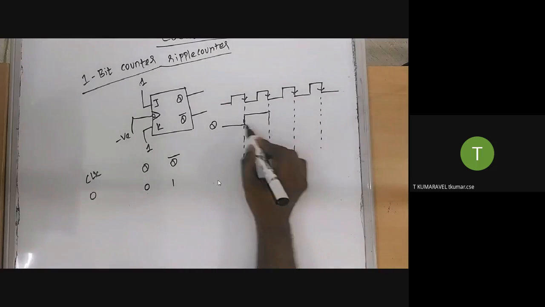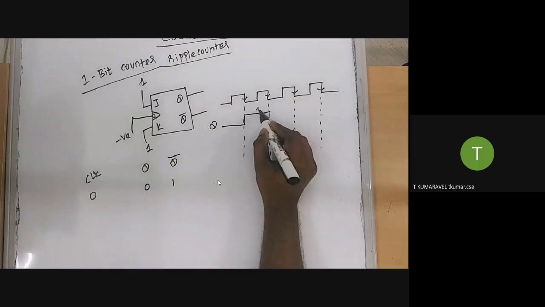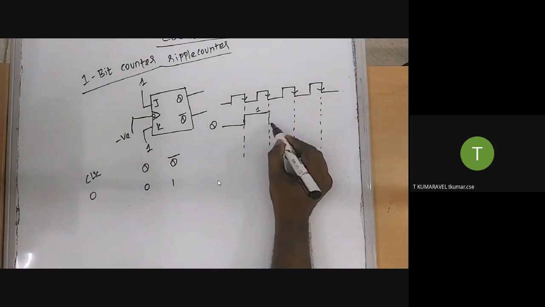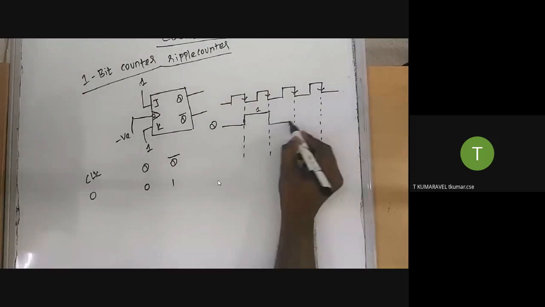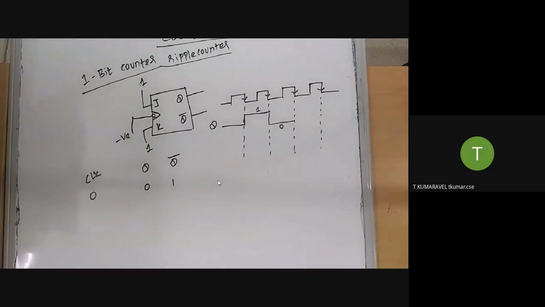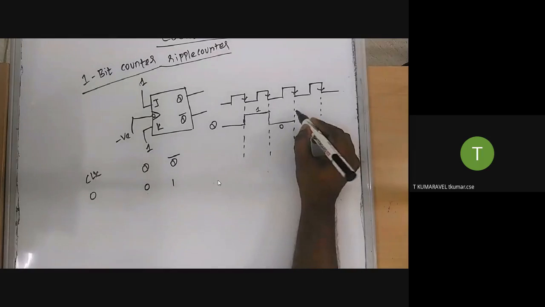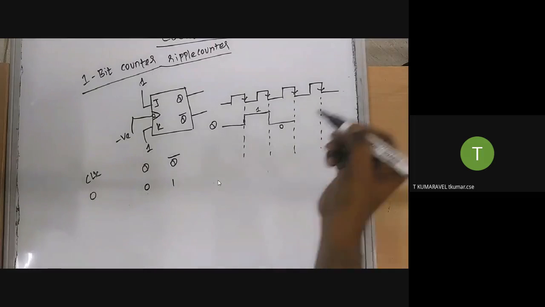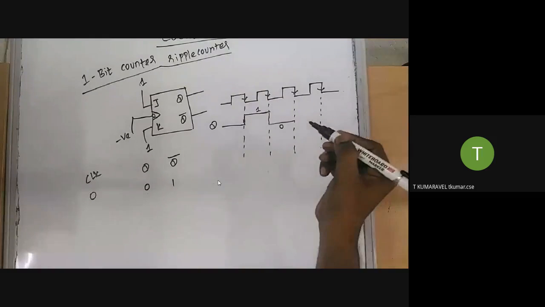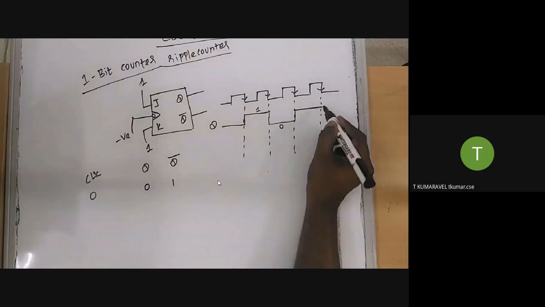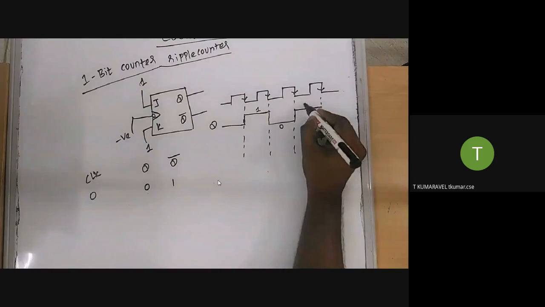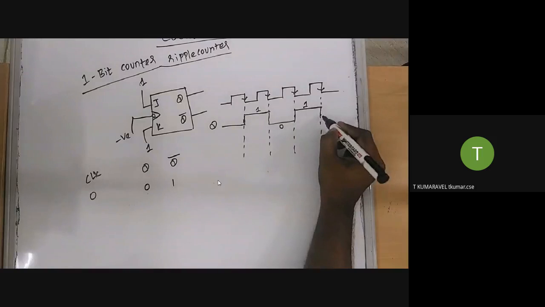Change the value in the sense, this is the previous state, and the previous state value is 1. When the next negative edge occurs, it will change the state value. The previous value is 1, now it will change the value to 0. Again it will retain the value 0 until the next negative edge occurs. Here the negative edge occurs, so again it will toggle, in the sense it is a complement of the previous state value.